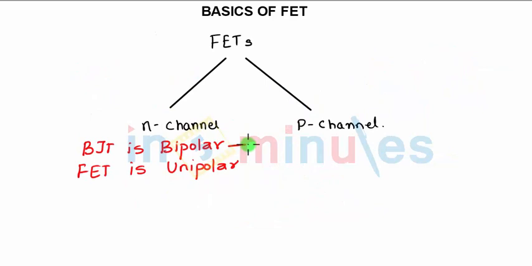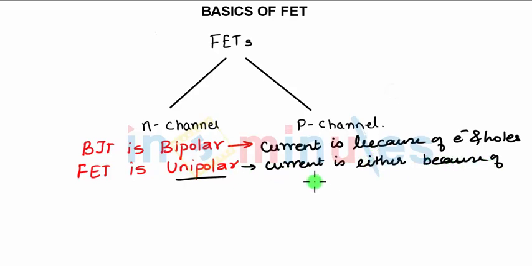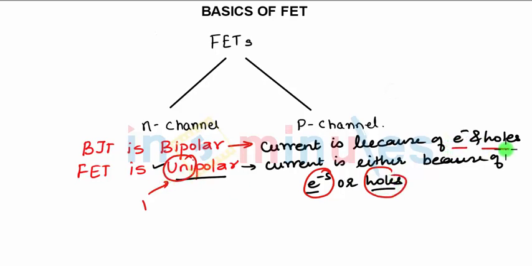Now why do we call BJT bipolar? Because in BJT the current is because of electrons and holes, that is recombination of electrons and holes both, whereas FET is called unipolar because current is either because of electrons or because of holes. So current mainly consists of electrons only or holes only, so it is called uni. Uni means one, so it is because of either the movement of electrons or the movement of holes, hence it is called unipolar. Whereas in BJT, because of the recombination of electrons and holes the current was flowing, hence BJT is called bipolar.